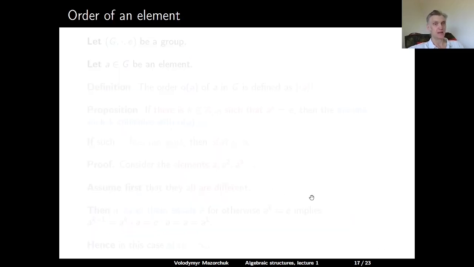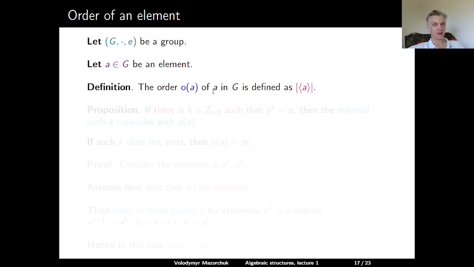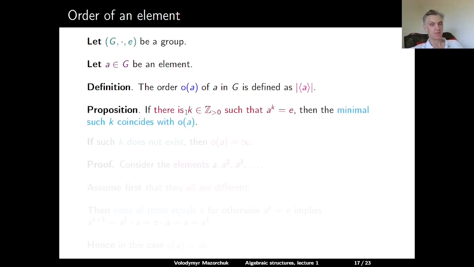Great. Now we can use it to define the so-called order of an element in a group. Let G be a group and a an element in G. Definition: the order of a, usually denoted o(a), in G is defined as the cardinality of the subgroup of G generated by a. Proposition: if there exists a positive integer k such that a to the power k is e, then the minimal such positive integer coincides with the order of a. If such k doesn't exist, then the order of a is infinity.